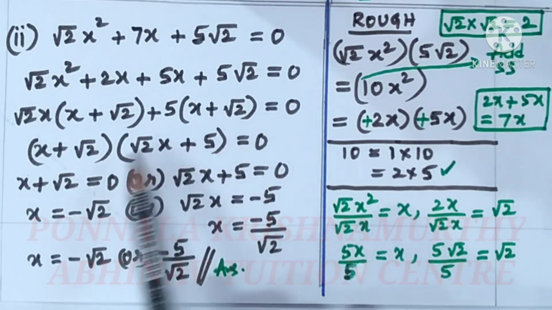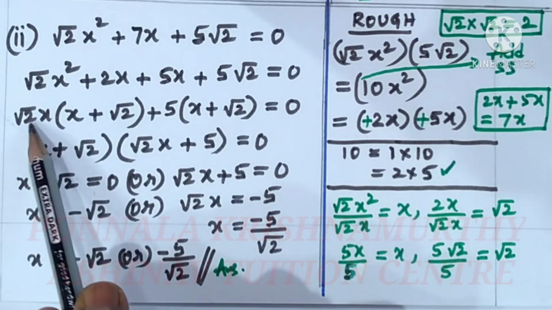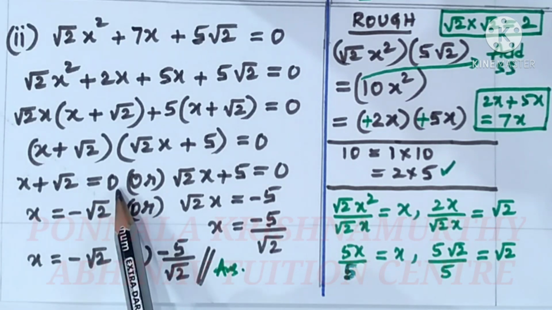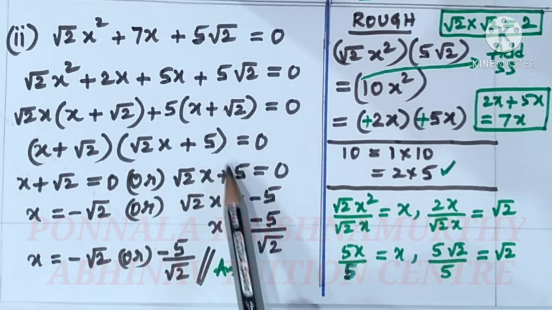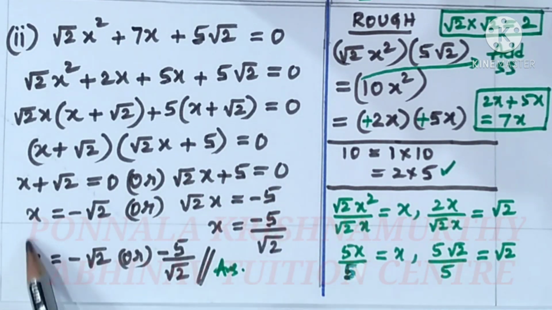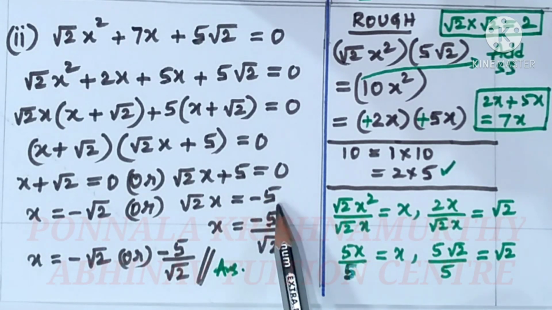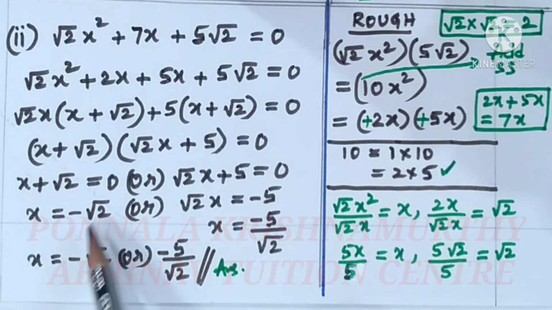X plus root 2 is common now. X plus root 2 into root 2x plus 5 is equal to 0. X plus root 2 equal to 0 or root 2x plus 5 is equal to 0. X is equal to minus root 2 or root 2x is equal to minus 5. X is equal to minus 5 by root 2. X is equal to minus root 2 or minus 5 by root 2. These are the roots.